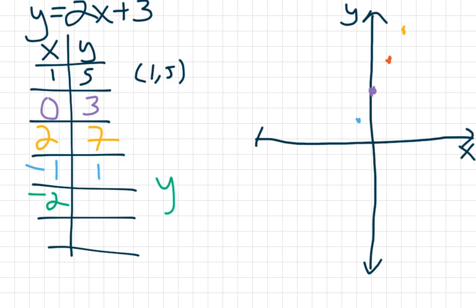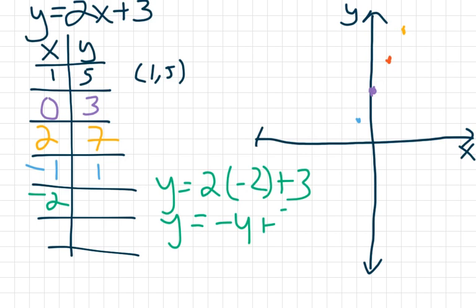Let's pick x is -2, and I get 2 times -2 is -4, and -4 plus 3 is -1.